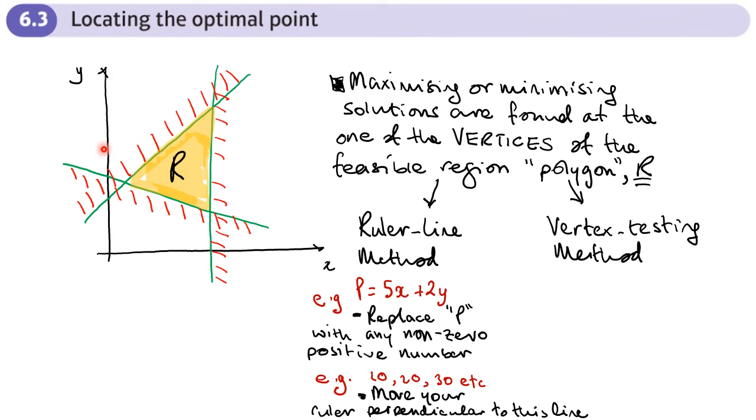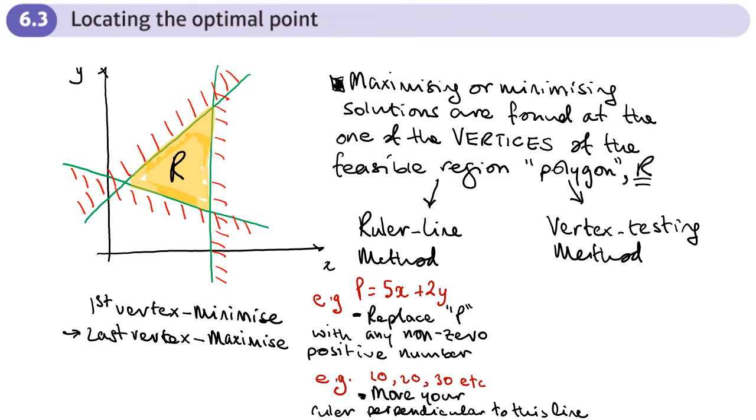Okay, and what we'll find is that the first vertex that the ruler gets to will be a minimum solution, and the last vertex that the ruler gets to will be the maximum solution. So we'll just put first vertex will give us the solution if we want to minimize something, and the last vertex will give us the solution when we want to maximize something, and that will normally be like profit. So this will normally be like P equals something, and this will be like C equals something. So that's the ruler line method.